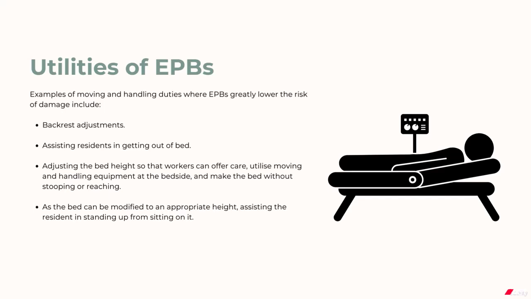Examples of moving and handling duties where EPBs greatly lowered the risk of damage include backrest adjustments, assisting residents in getting out of bed, adjusting the bed height so that workers can offer care, utilize moving and handling equipment at the bedside, and make the bed without stooping or reaching. As the bed can be modified to an appropriate height, it also helps in assisting the resident in standing up from sitting on it.